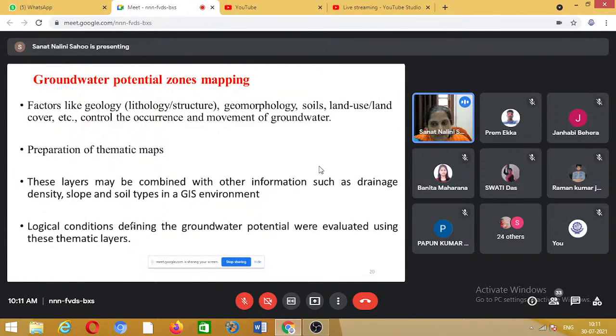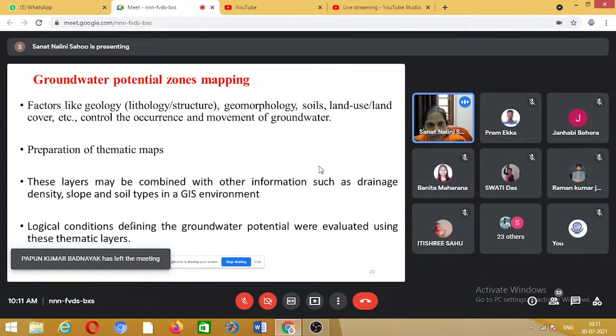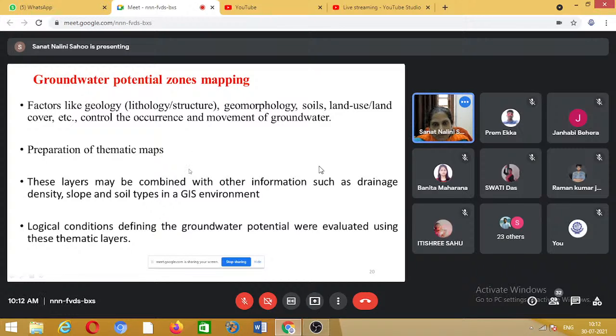And coming to the last part of application, that is groundwater potential zones mapping. There are different factors like geology, geomorphology, soils, land use, land cover. They control the occurrence and movement of groundwater. Now, where the groundwater will be present or not present can be made possible with respect to remote sensing also. For this type of study, it is required to prepare thematic maps or thematic layers for different themes. As I told in the last discussions also, there will be different themes for a particular area, with different maps corresponding to different themes. That is, a geomorphology map, soil map, and land use, land cover map for the same area.